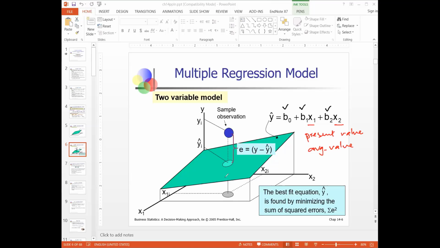It depends upon what we want to achieve. If we give a present value, it will estimate the present value of y. If we give past values, it will give you the estimated past value of y. So that's why we can calculate y hat. So y hat is estimated reality, y is actual reality.